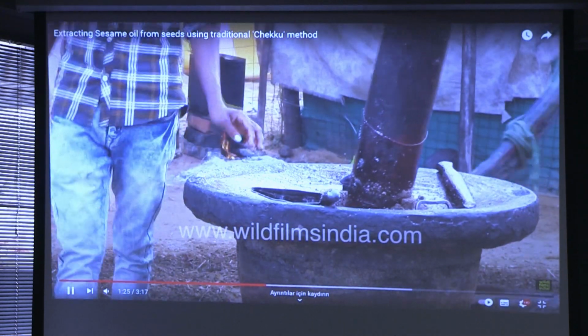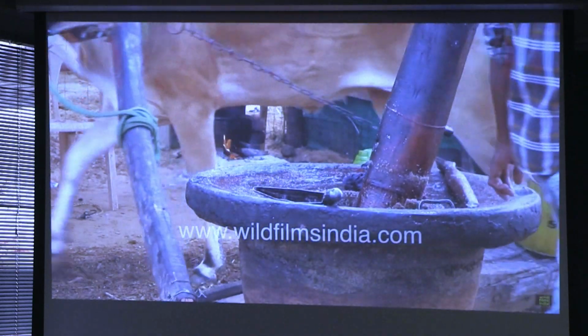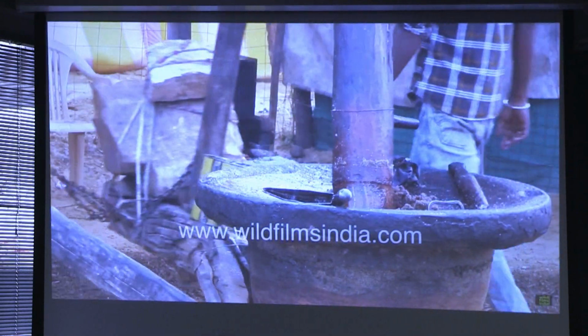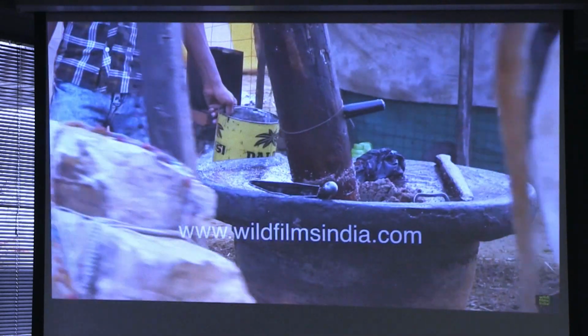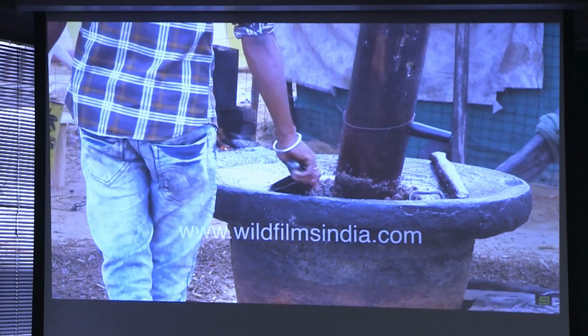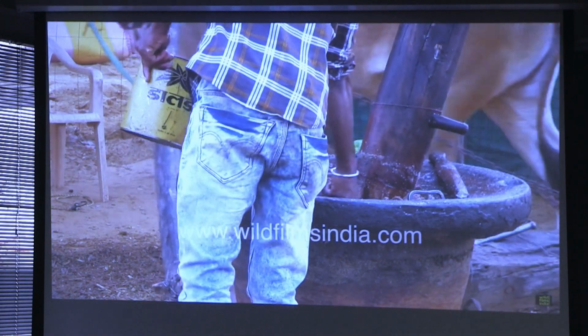You see, he wipes it up because the sesame between the rod and the container or the mortar climbs up. So he forces it back.